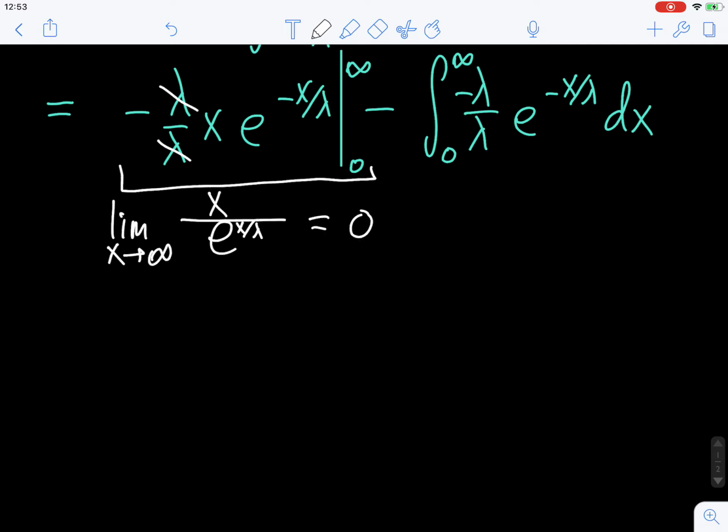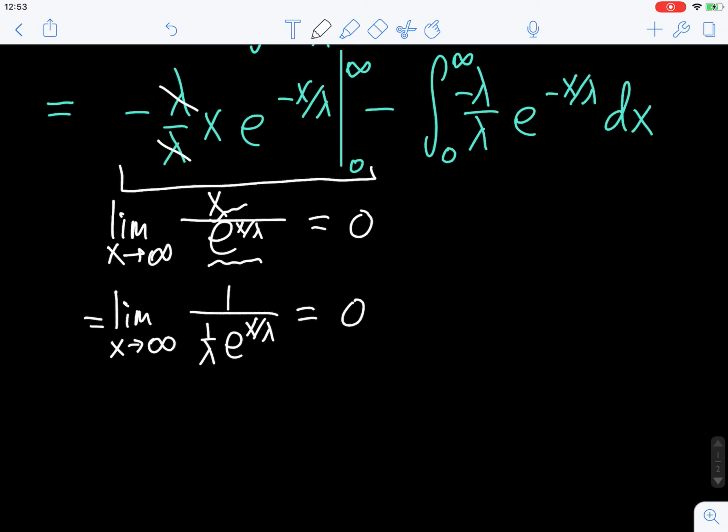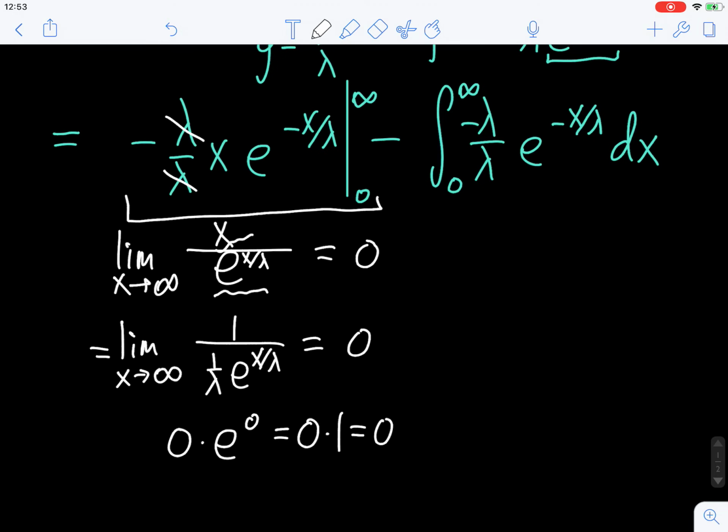This will be 0 because e grows so much faster than x. Formally, we can use L'Hopital's rule, and because the top and the bottom both go to infinity, we can derive both, and we'll get this being equal to 1 over e to the x over lambda, times 1 over lambda. And so only the denominator is growing, and we get 0. Okay, and when we plug in 0, we'll get 0 times e to the 0, which is 0 times 1, just 0. And so this whole left side cancels out to 0.